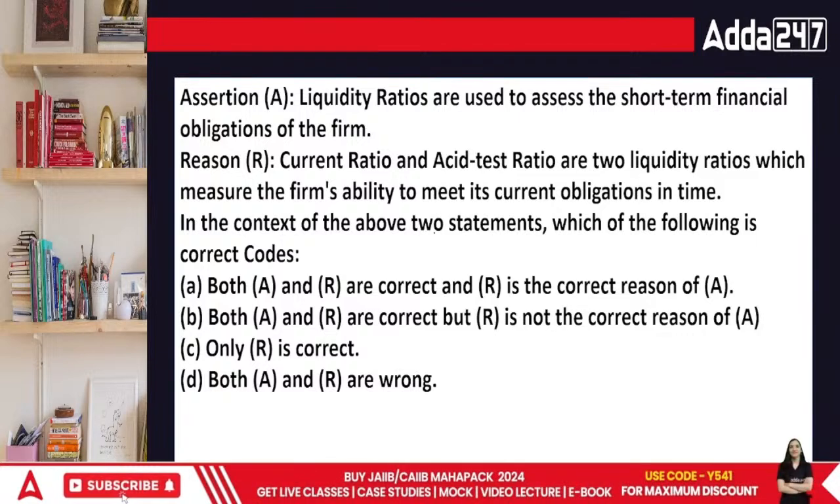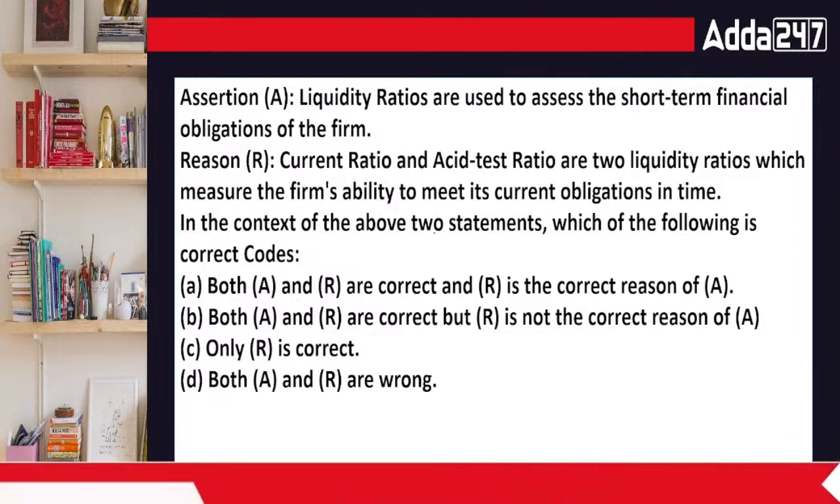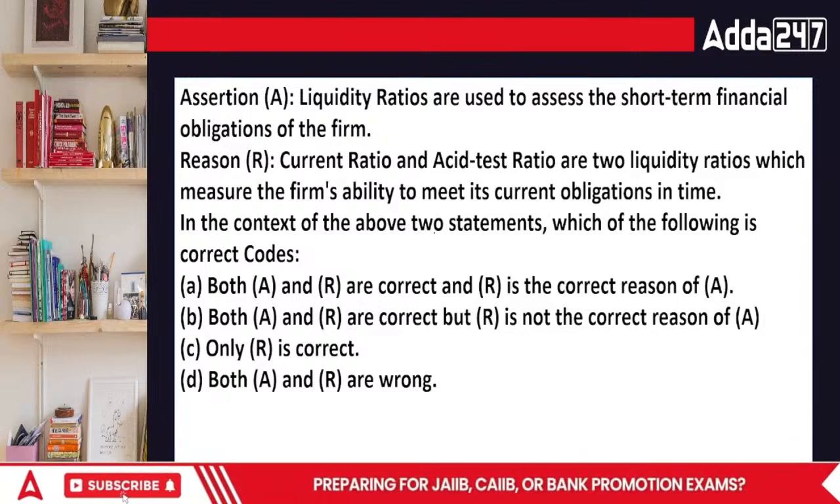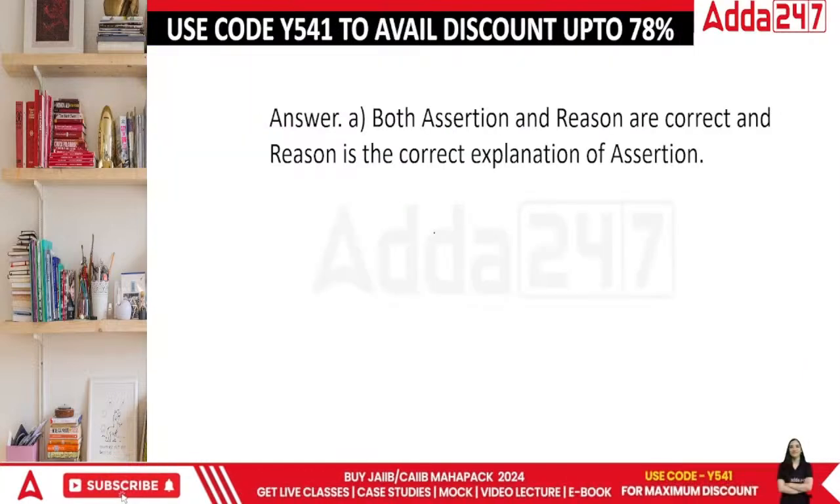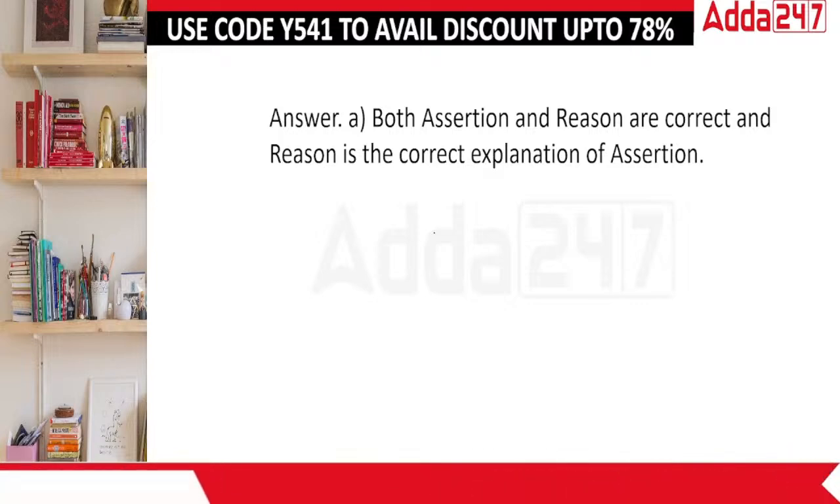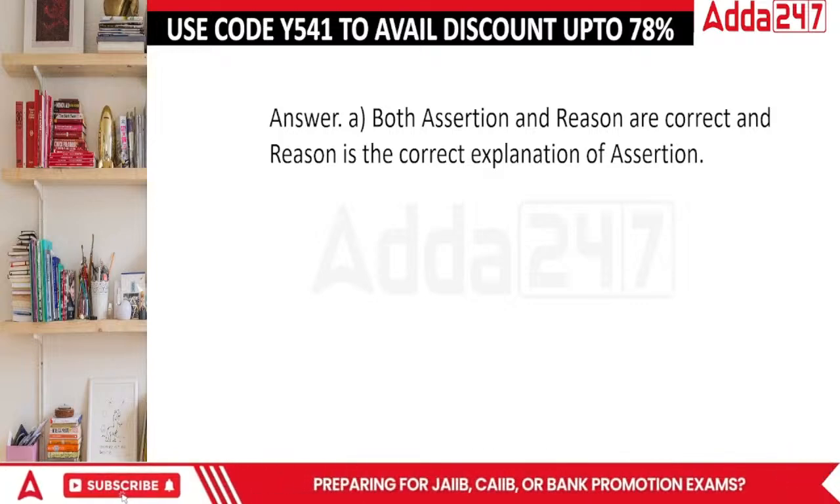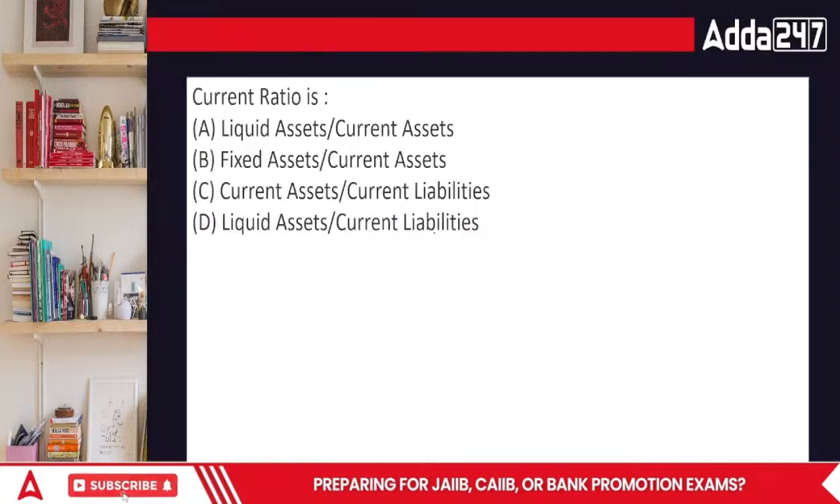When we talk about liquidity ratios, it is related to the short-term funds only, and current and asset ratio is also related to the area of the short term. All these ratios are covered under liquidity, so technically both are correct. The reasoning as well as the assertion, both are absolutely correct. There is no mistake in it at all.